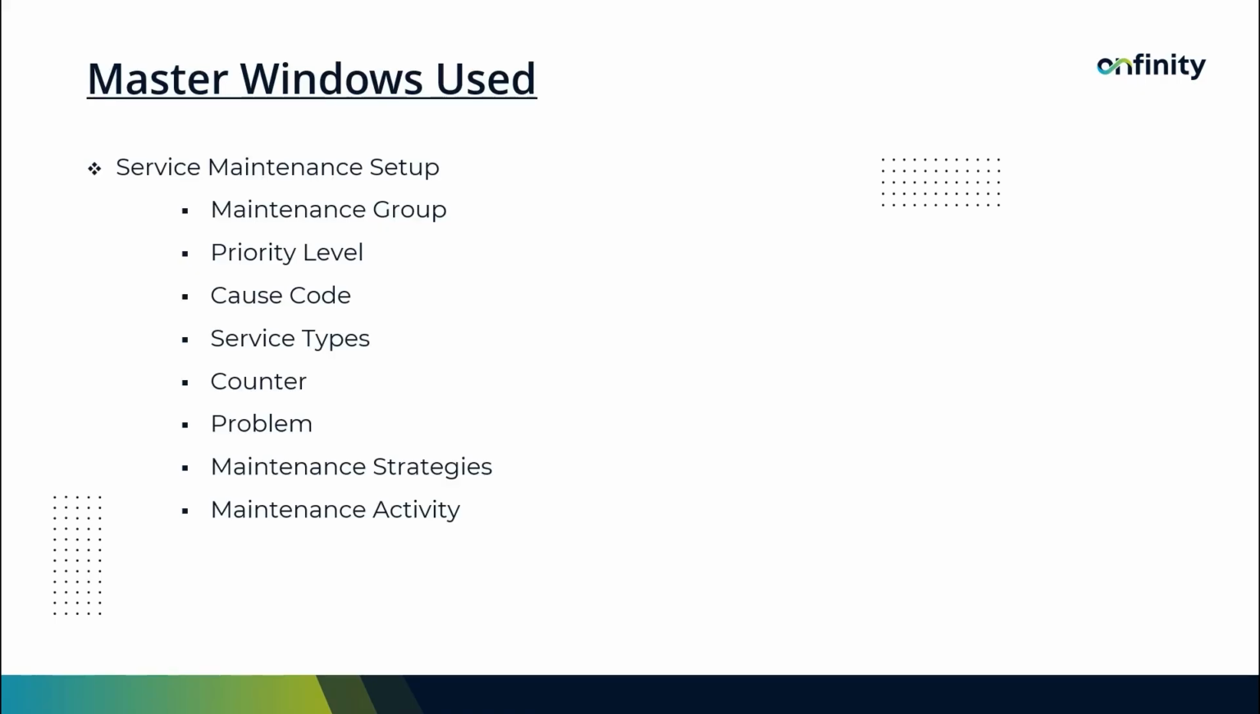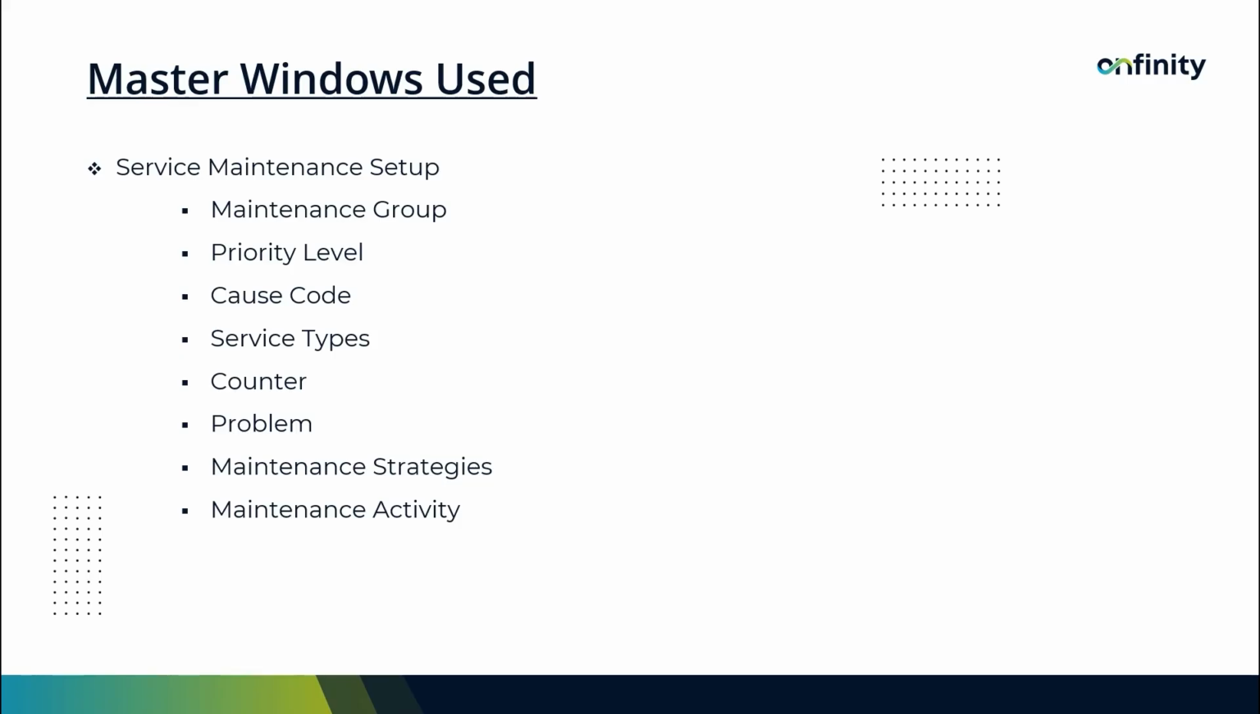In this Service Maintenance Setup, there are various masters that are included on one screen. For example, they are the Maintenance Group, Priority Level, Cost Code, Service Types, Counter, Problem, Maintenance Strategies, and Maintenance Activities. Let me brief about each one.